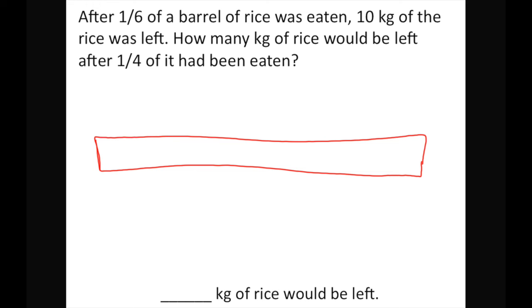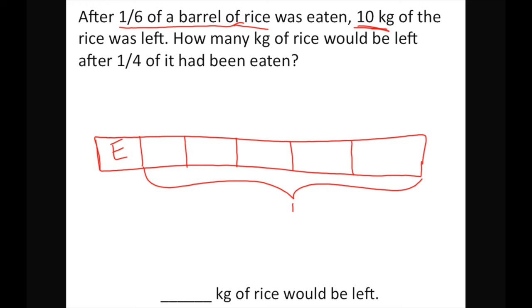So, if it says after 1/6 of a barrel of rice was eaten, I know that 6/6 is the entire barrel. So I have to break this up into 6 parts. 1, 2, 3, 4, 5, 6. And we know that 1/6 was eaten, so I can label that. I'm told that after the 1/6 was eaten, 10 kilograms was left. So everything that's left over equals 10 kilograms.